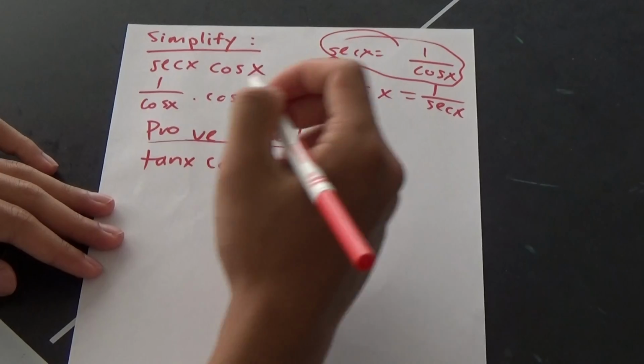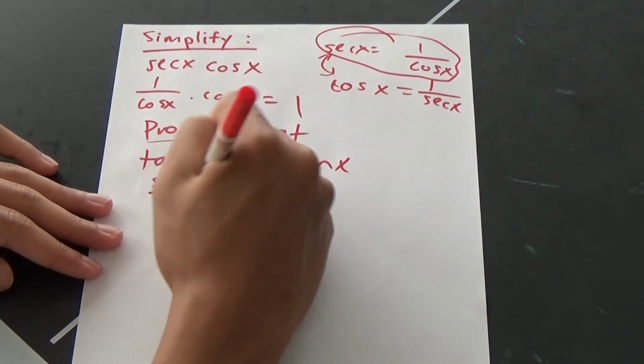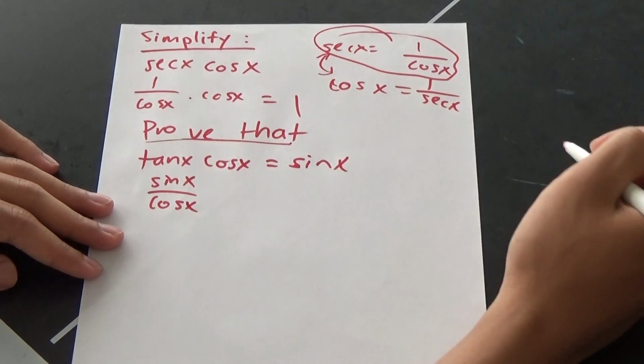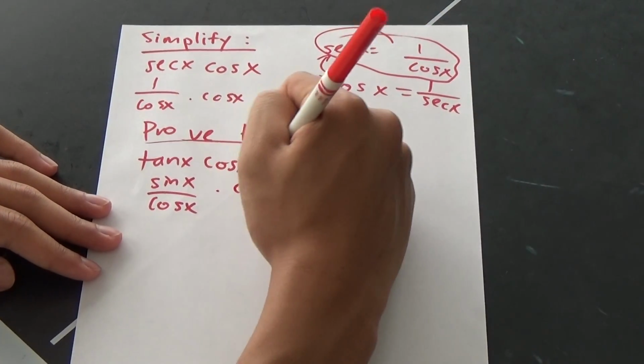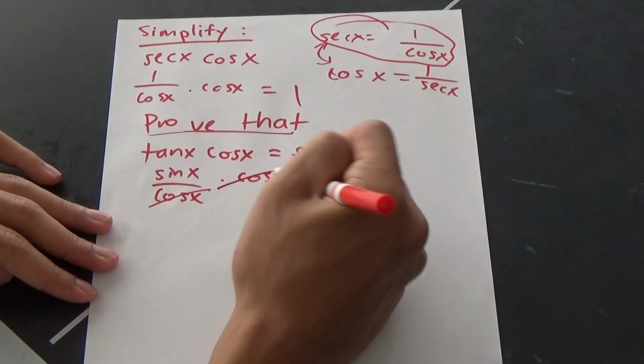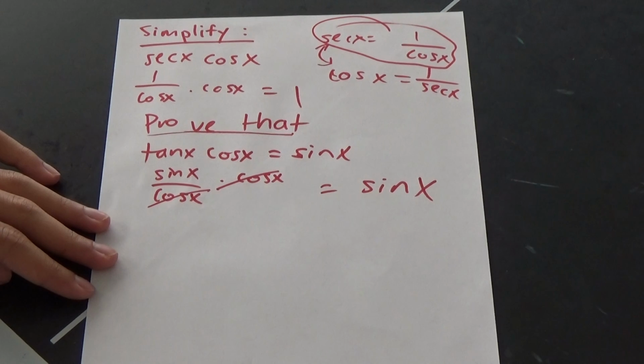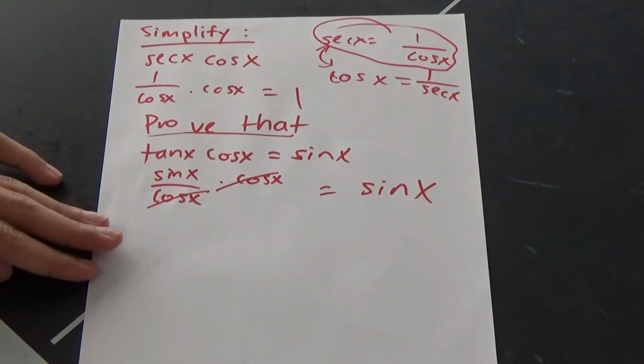Okay, so let's move on. Tan x, we know, is sine x over cosine x. And then you have another cosine x. So what does that become? Sine x, of course. See, these are really simple for now.